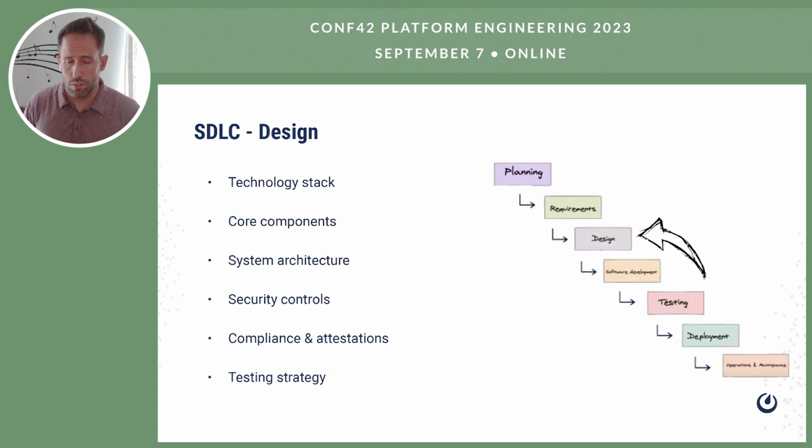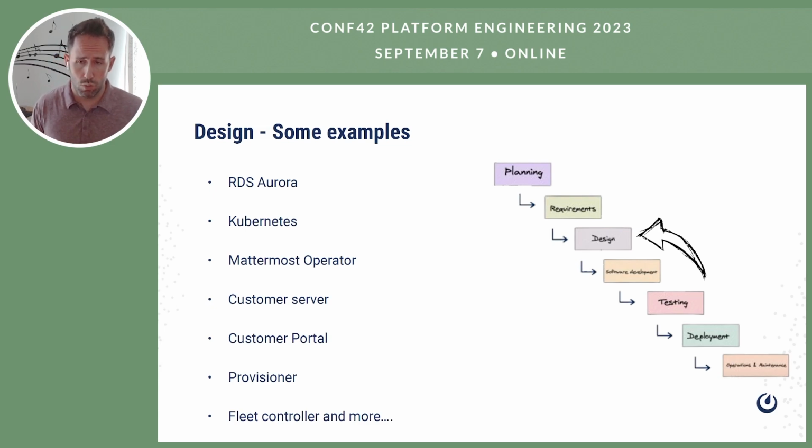So we moved to the design phase and tried to identify a couple of things there: the technology stack, the core components, the system architecture, security controls, compliance and attestations, and the testing strategy. And this is just high level. Some examples of decisions: we were already in AWS, and we decided to use a managed database, RDS Aurora. We decided to use Kubernetes to easily host thousands of Mattermost workspaces and customers, and the Mattermost operator to simplify the deployment of Mattermost workspaces. Also the customer server and the customer portal to interact with the customer, the provisioner, and the fleet controller, which we're going to discuss in a few minutes.